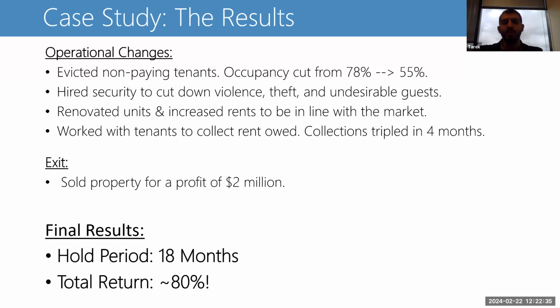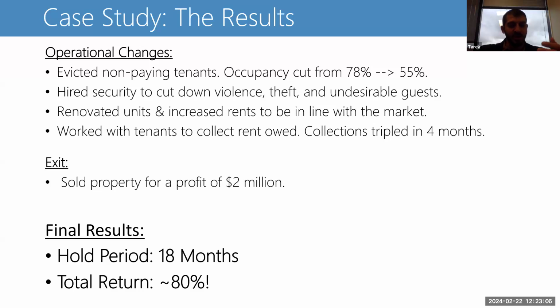And then we worked with tenants who maybe did have some trouble to actually collect the rent and find a way that's going to make sense for them and us to get everyone to a satisfactory outcome. And our collections rate, to show you just how different it was between having a professional management company and having the mom and pop previous owners, our collections on the property tripled in just 4 months, which is huge. So when we did ultimately sell the property, we actually sold it for a profit of $2 million. And that happened in a period of just 18 months.